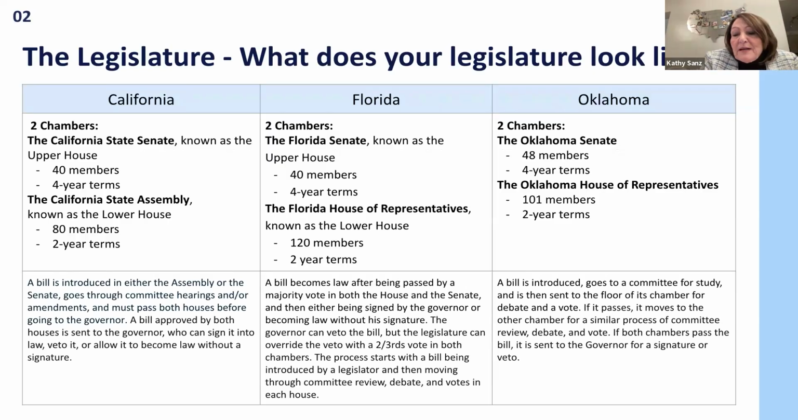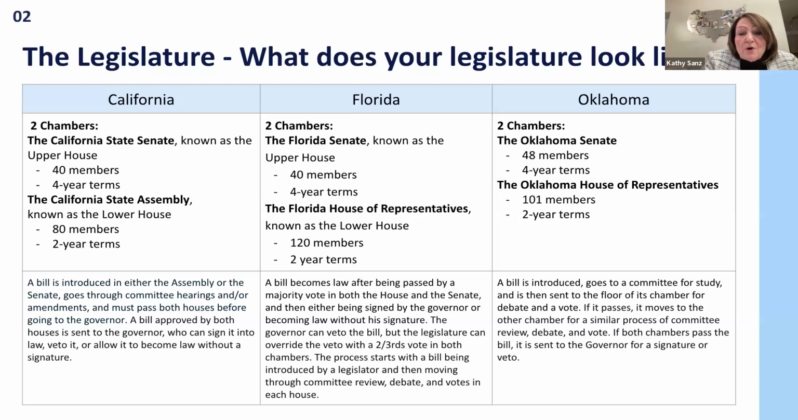So as you look at it, what Ann mentioned was that the different states are different. All of our states have nuances. There's some similarities, but there's many nuances. So when you look across these states, you'll see Florida. We have 2 chambers. We have the Florida Senate, known as the upper house, with 40 members and 4-year terms. The Florida House of Representatives, known as the lower house, has 120 members and 2-year terms.